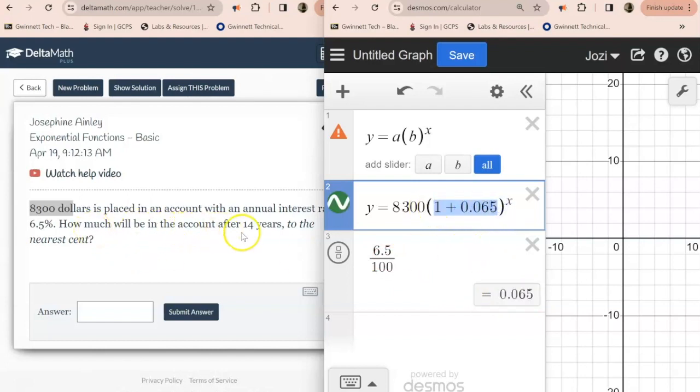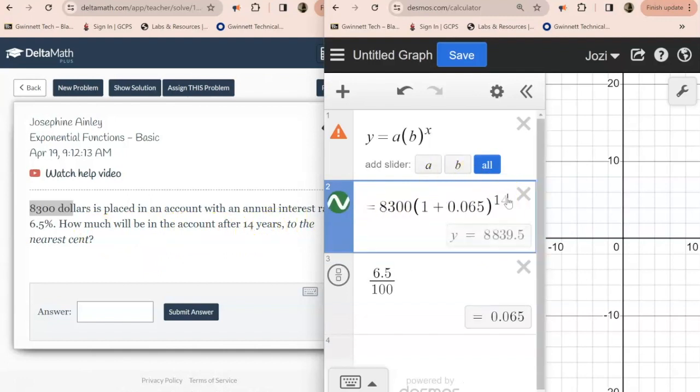Okay. How much is in the account after 14 years? What's time? Time is X. So we're going to delete X and put 14. Boom. Round to the nearest cent.